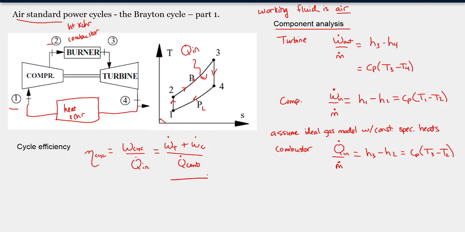And we would use the same types of approaches that we used with the Rankine cycle, which is we would put in multiple stages of turbine reheat. We would use multiple stages of intercooling, and that's going to all improve the cycle efficiency. But I don't want to focus on that here.